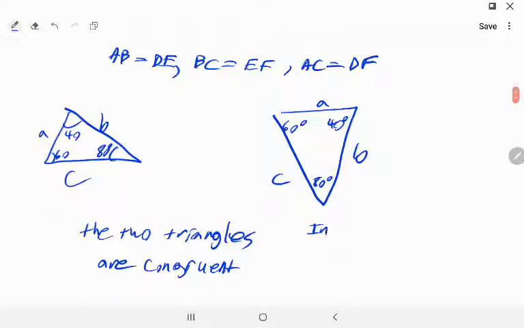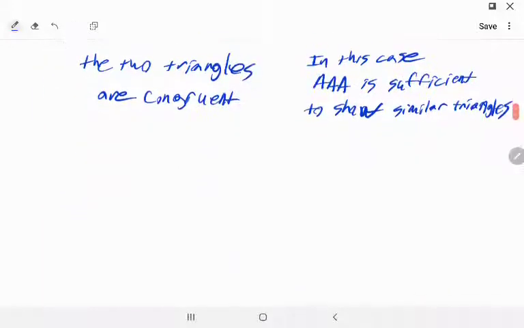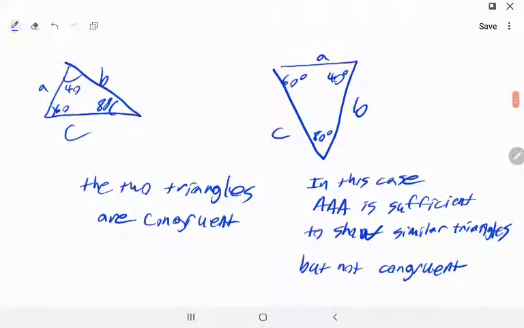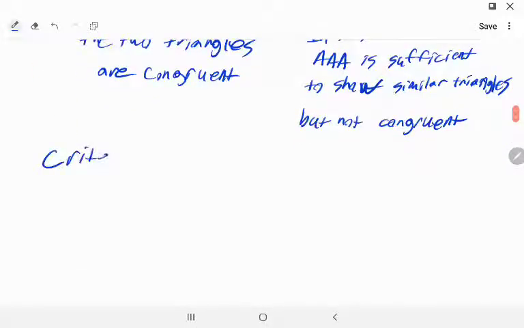In this case, angle, angle, angle is sufficient for similar. It's sufficient to show similar triangles, but not congruent. What we want to know is what is sufficient to show that the triangles are congruent. Criteria for triangle congruence.